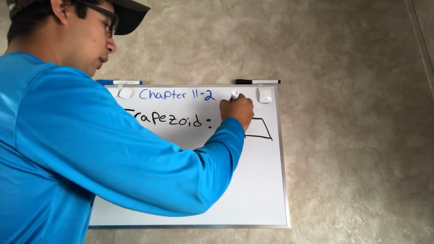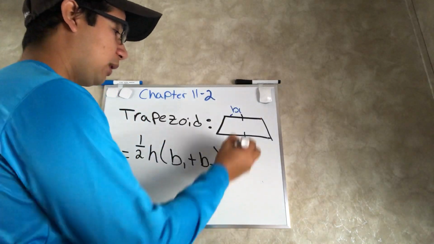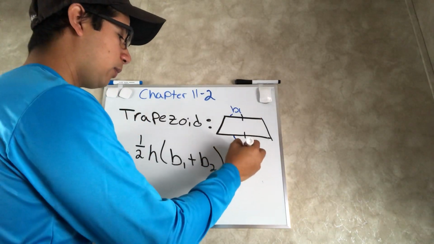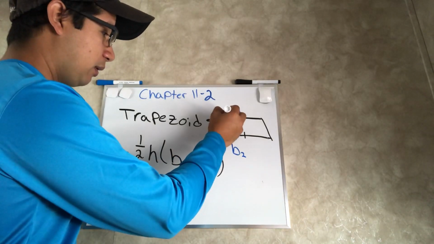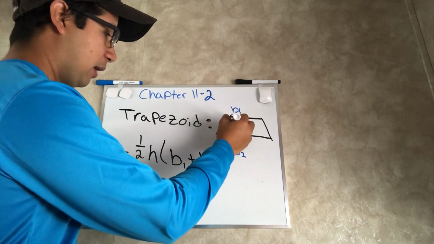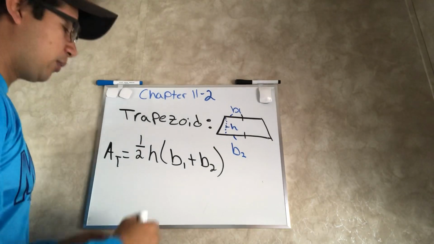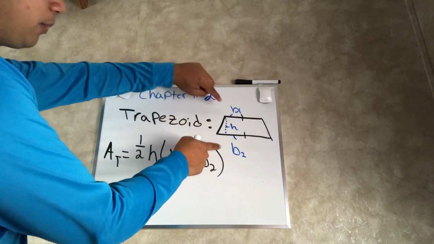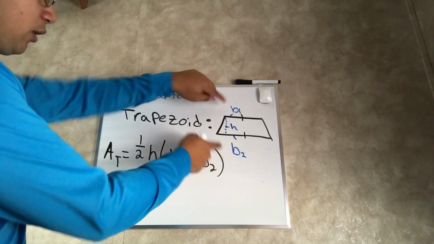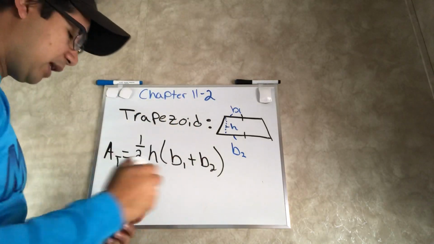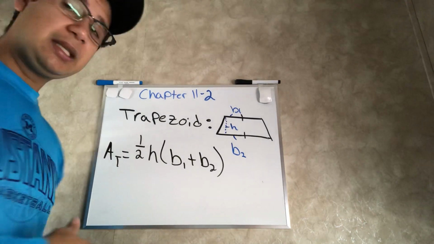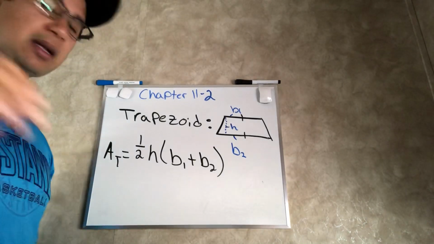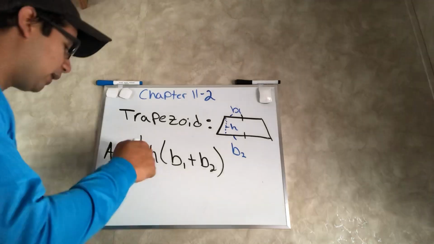Your base 1 could either be the one on the top or the bottom. So this here could be your base 1, this here could be your base 2, and your height is going to be this here. So you add up base 1 and base 2, multiply that by the height, and then divide it by 2, or you can multiply it by half. It gives you the same thing. This is the area of a trapezoid.